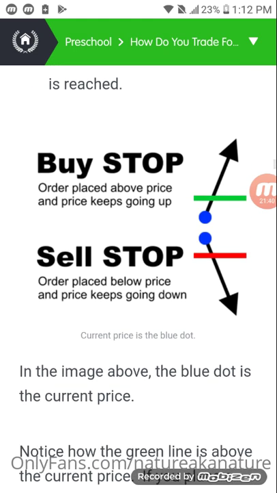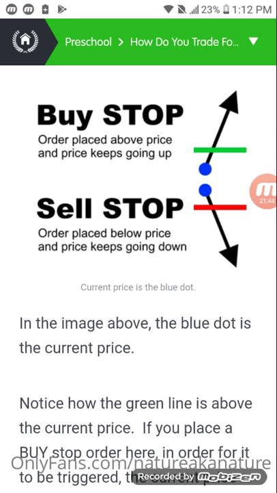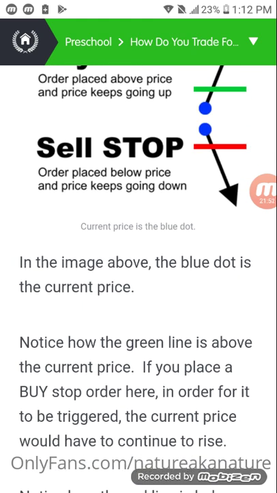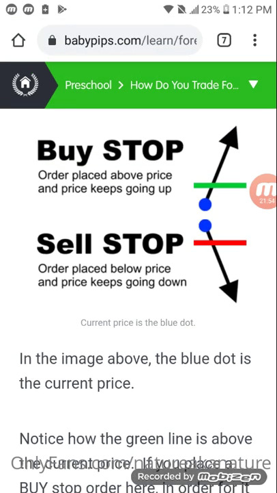Okay, so in this image above, the blue dot is the current price. Notice how the green line is above the current price. If you place a buy stop order here, in order for it to be triggered, the current price will have to continue to rise. It's different than the buy limit and the sell limit.